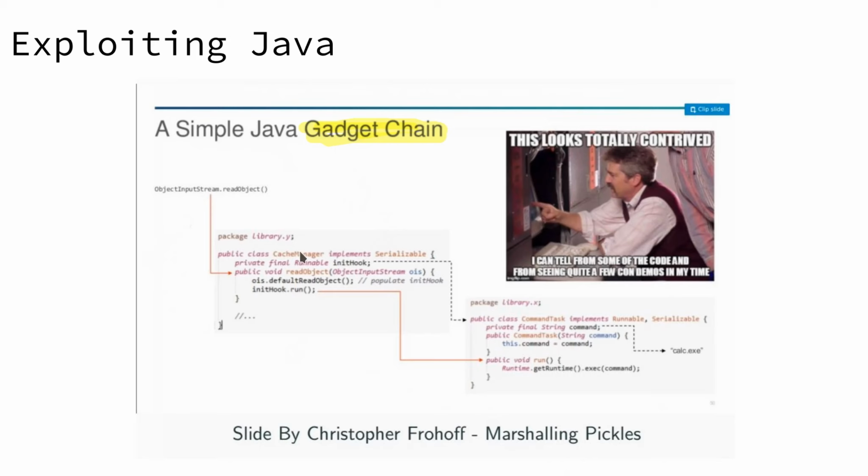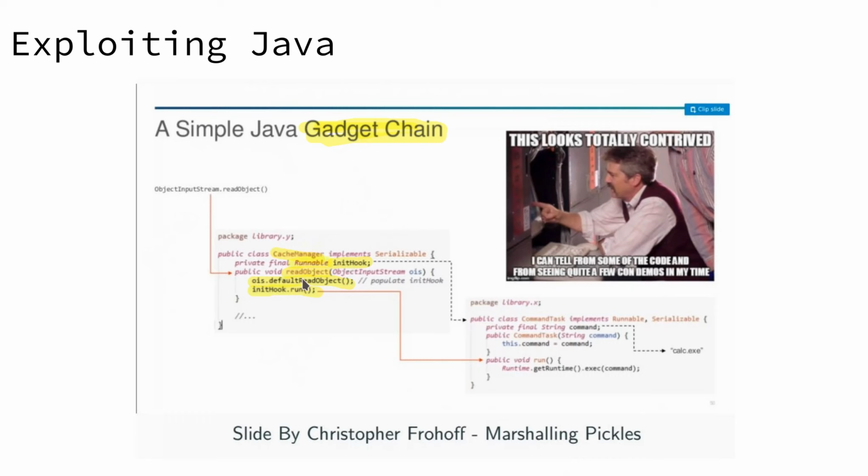So, for example, in this gadget chain we have a class CacheManager that implements readObject. And it does so by default readObject, that's the default deserialization functionality, and afterwards it calls a function called initHook. So it calls initHook, which is an attribute of the CacheManager class that was deserialized, and then calls the method run on the initHook. As an attacker, we can set the initHook because we control attributes.